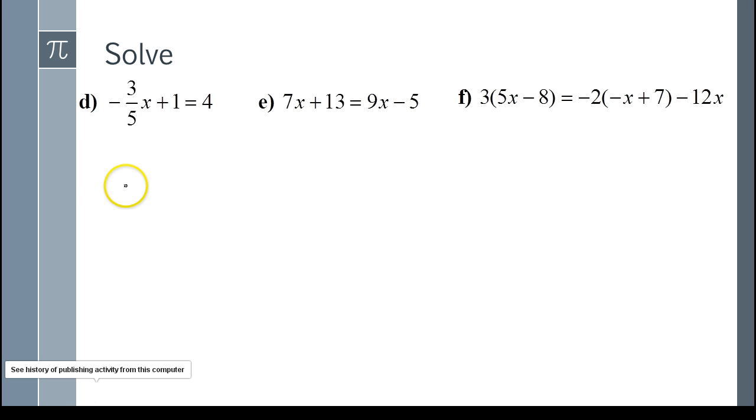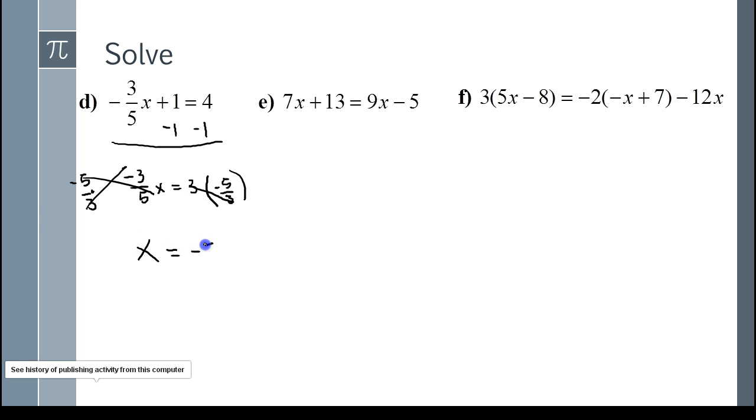Okay, we're going to go ahead and try our last three examples. So if we have negative 3/5 x plus 1 equals 4, first we're going to start off by subtracting the 1 on both sides, giving me negative 3/5 x equals 3. And now I'm going to multiply by negative 5/3 to cancel, so negative 5 over 3. It's going to cancel those 3's. All of this stuff over here cancels. So we get x is equal to negative 5.